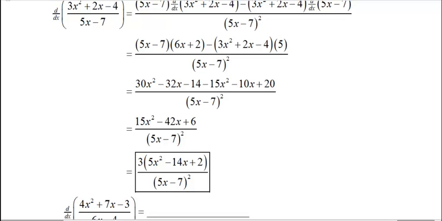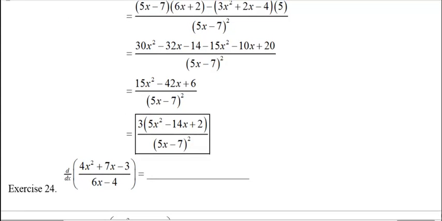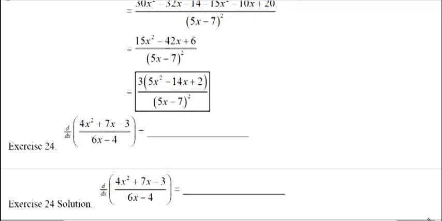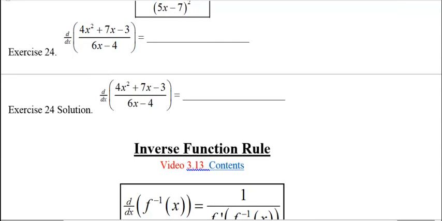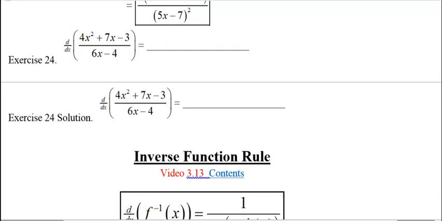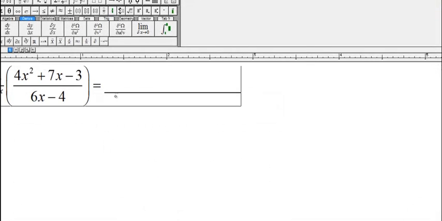So here's one for you to try. Press pause, try this one, and then come back and we'll work it out. The derivative of 4x squared plus 7x minus 3 over 6x minus 4. Press pause now. Now hopefully you actually did this yourself. Let's go ahead and you can watch me work this out here.